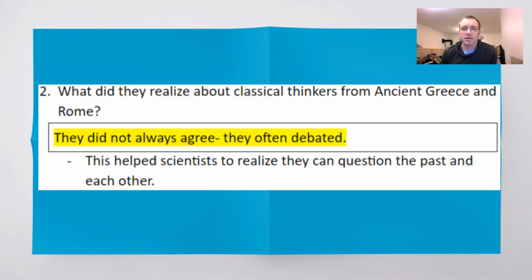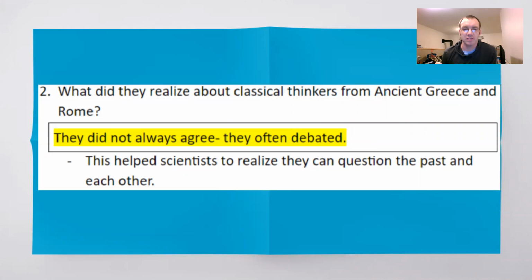What did they realize about classical thinkers from ancient Greece and Rome? They learned that they don't always agree, that they debated, that sometimes some of them were wrong and some were right. And this is a really important lesson because scientists begin to realize that they can question the past. They can question each other. They can debate, and that's okay.